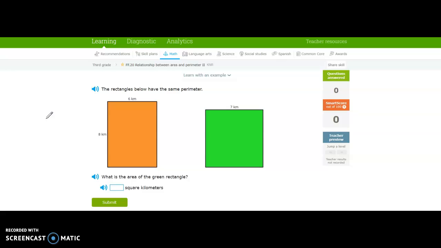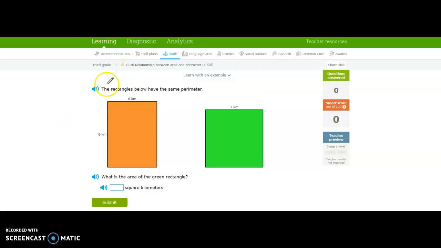Today's IXL is exploring the relationship between area and perimeter. So if you have not done last week's IXLs, go back and familiarize yourself with the words area and perimeter, and then come do this IXL. But this is how you do this week's.